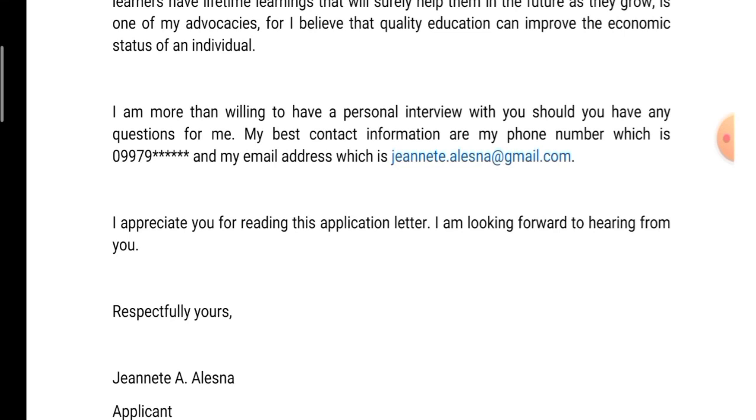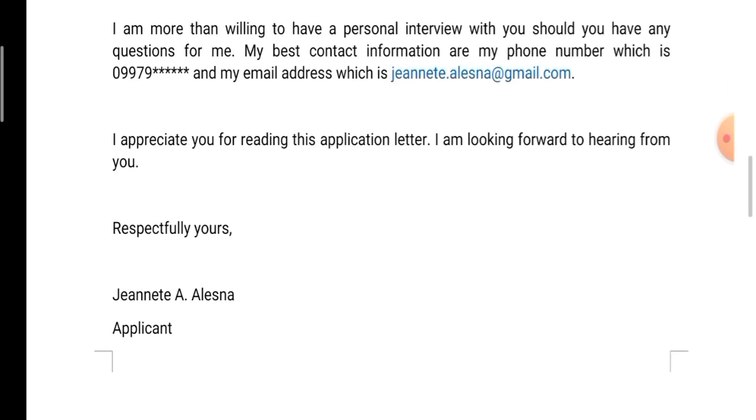In your third paragraph, you'll indicate here how you will be contacted in case the personnel would like to get in touch with you. So, for example, I am more than willing to have a personal interview with you should you have any questions for me. My best contact information are my phone number, which is 09 blah blah blah, and my email address, which is jeanette.alesna@gmail.com.